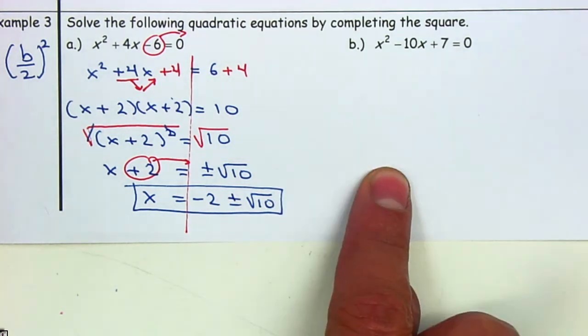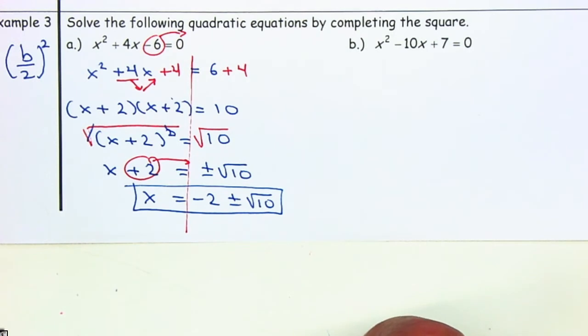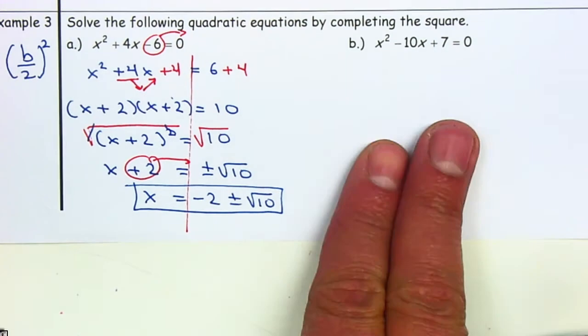Go ahead and pause it. Try letter B. See if you guys can do it by yourselves, and then we can go over the answer. Pause it.